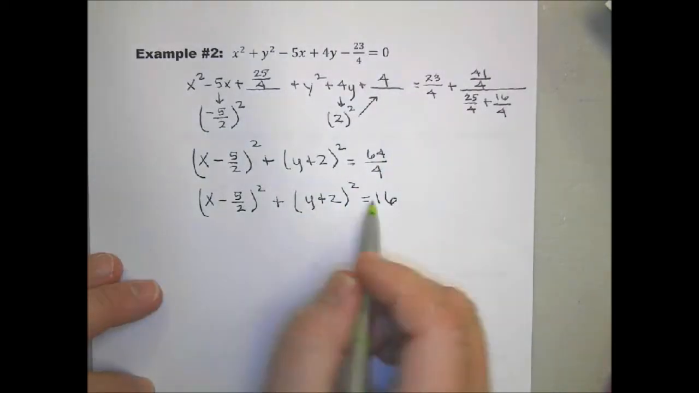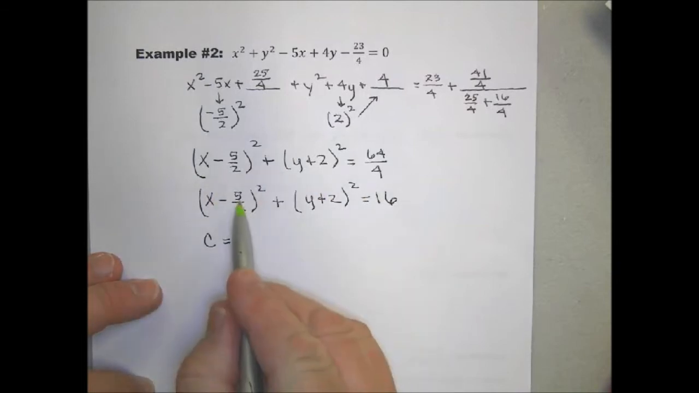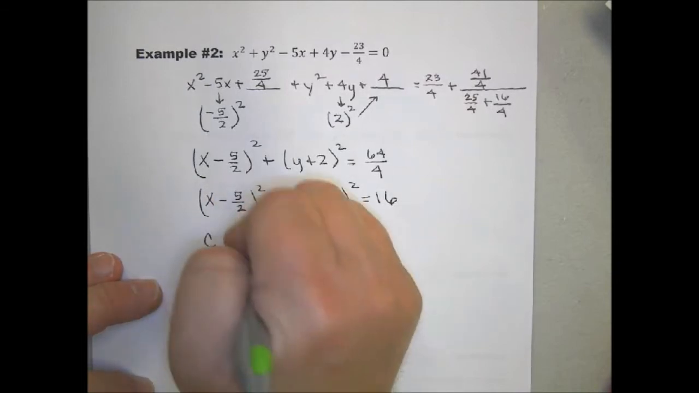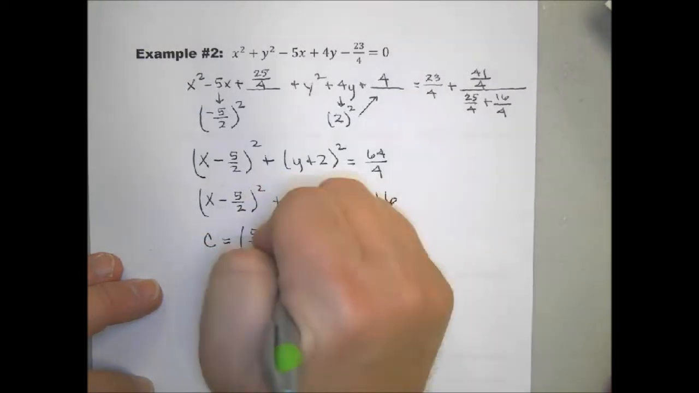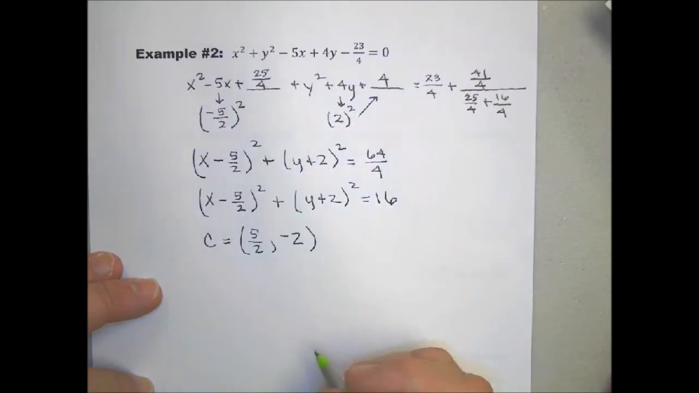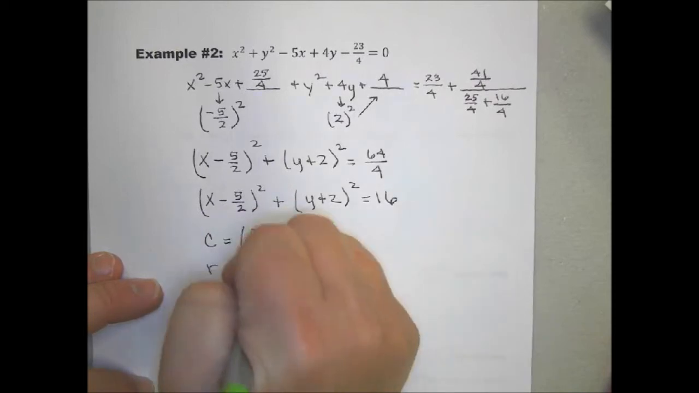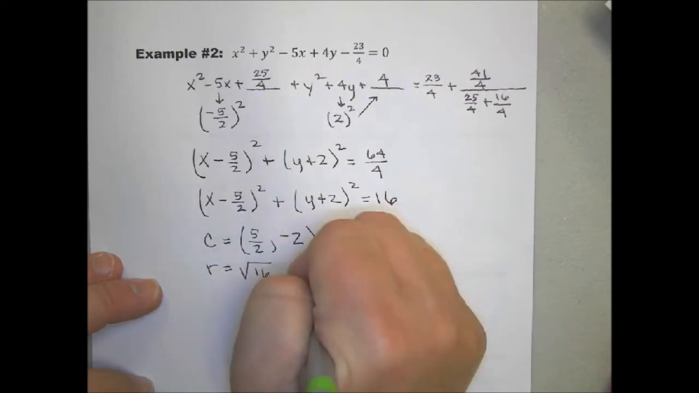And now I know where the center of my circle is. The center of my circle is positive 5/2, negative 2. And the radius is the square root of 16, which equals 4.